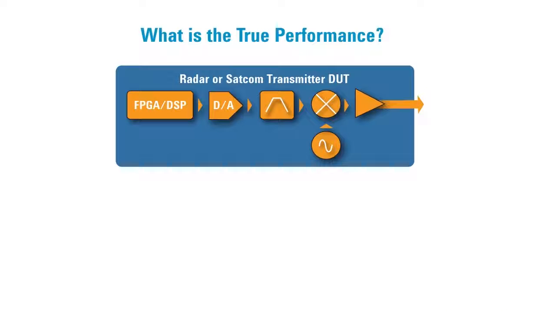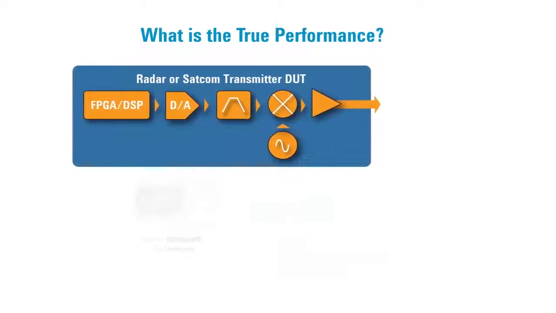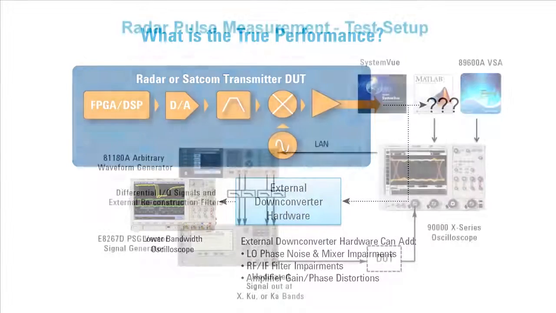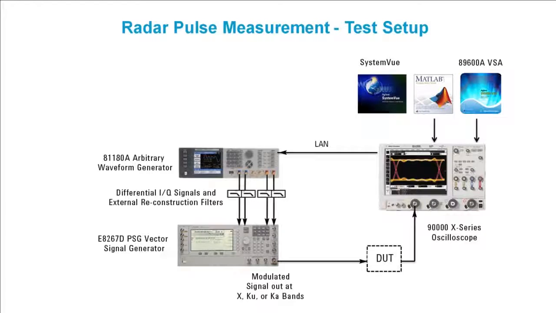Measuring the performance of radar transmitters in an accurate and cost-effective manner offers many challenges. It is difficult to measure high-frequency and wide-bandwidth transmitter outputs directly, and when down-converter hardware is used, it adds its own impairments into the test signal. In this video, we show how radar transmitter outputs can be measured directly up to 32 GHz without the use of external down-converter hardware. This radar pulse measurement setup shows how wide-bandwidth radar signals can be created and analyzed.